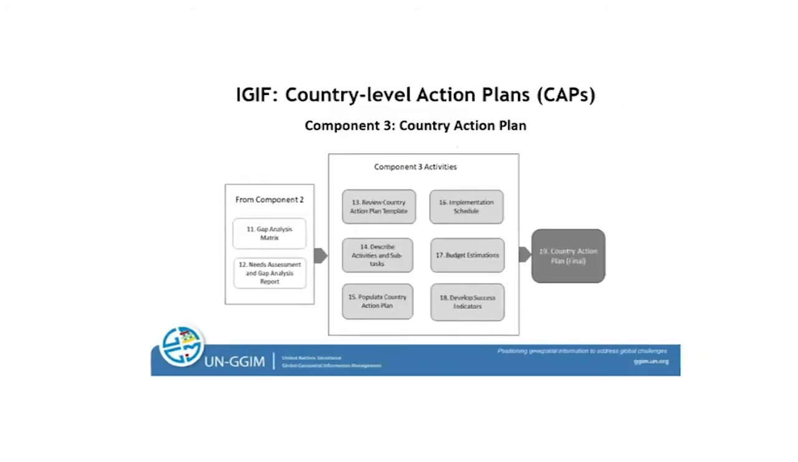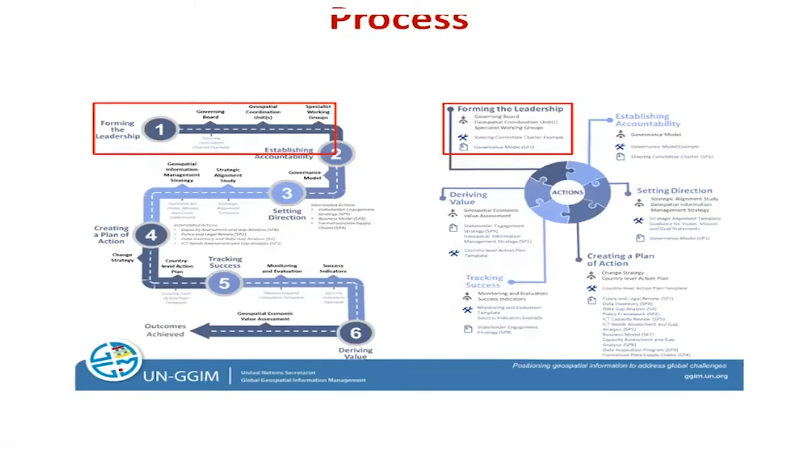In the same manner, component 3 provides details with the action plan. The process is more detailed in this figure, starting from forming the leadership, structuring the projects, establishing accountability, setting direction, creating the action plan, tracking success, and deriving value and outcomes achieved.